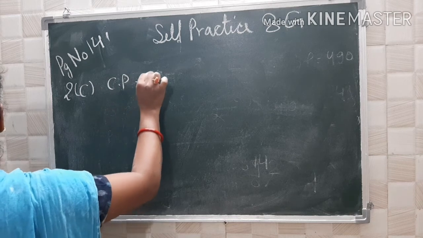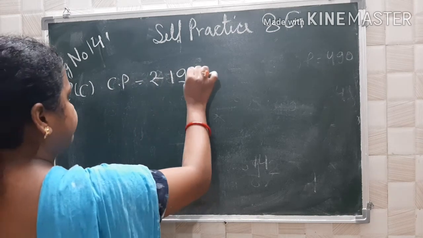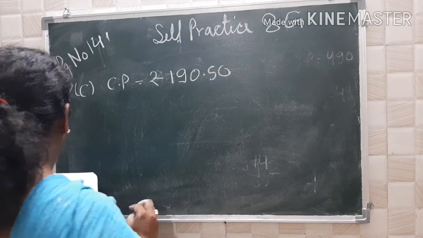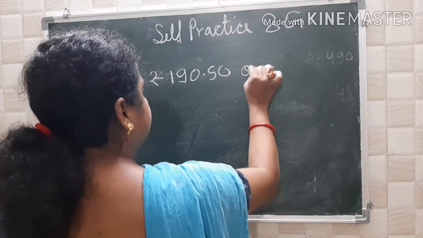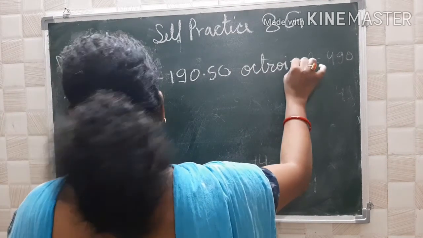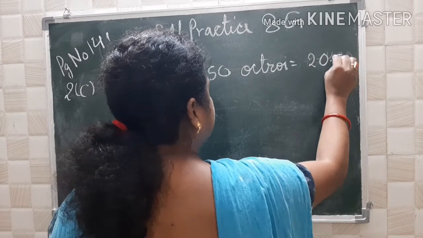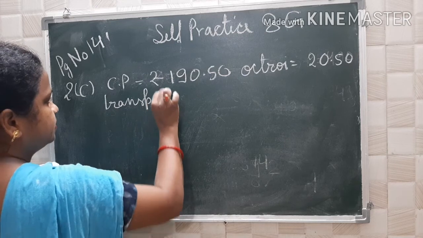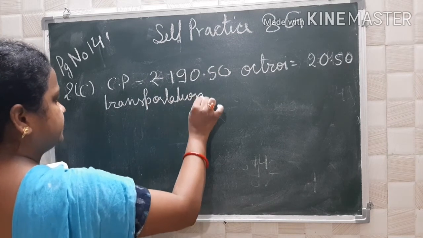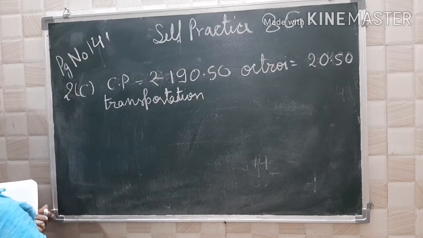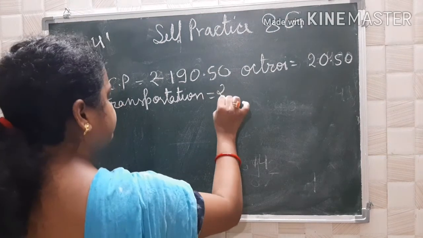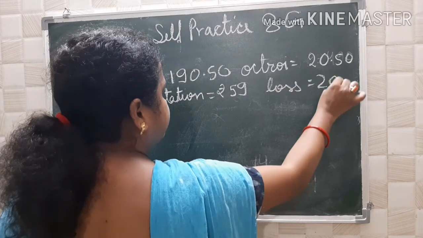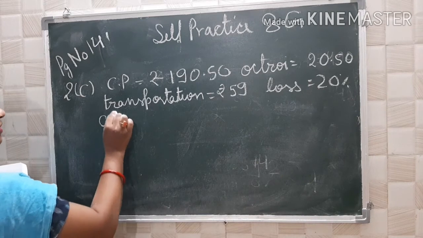CP rupees 190.50, octroi is equal to 20.50, transportation is equal to rupees 59 and loss is equal to 20%. Now total CP will be how much?